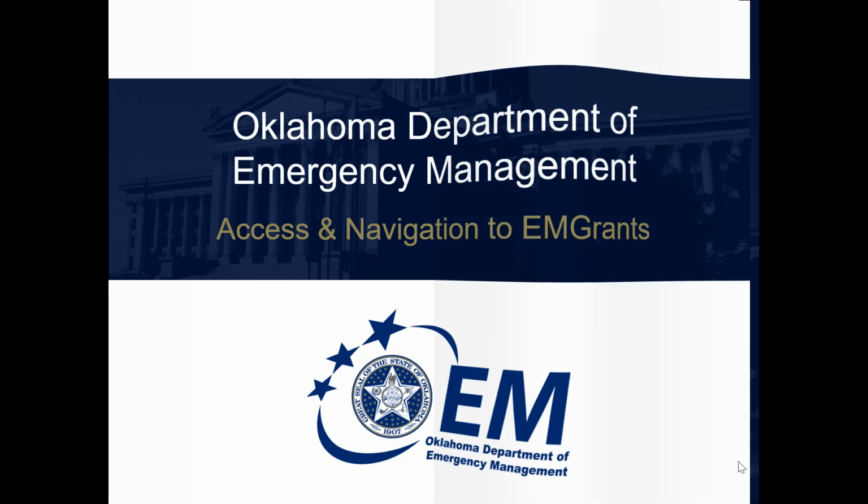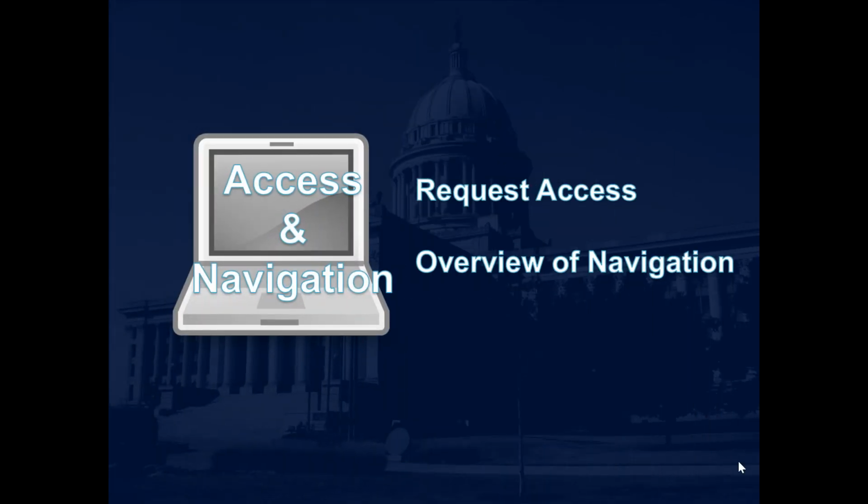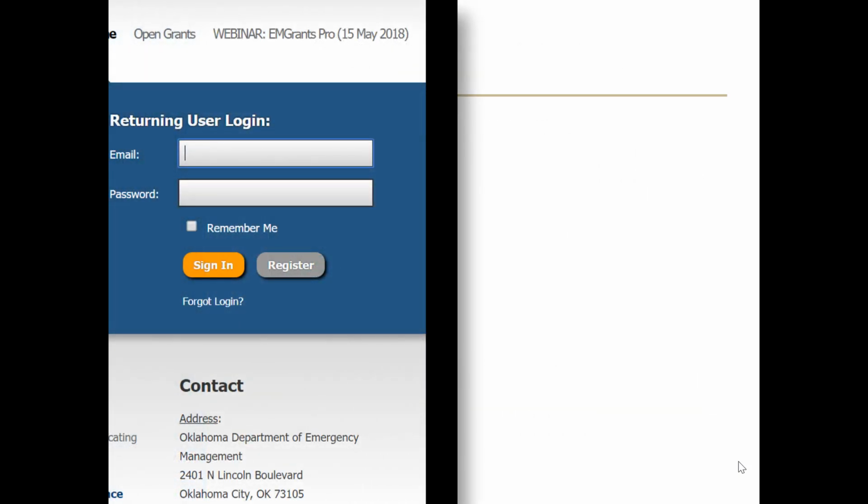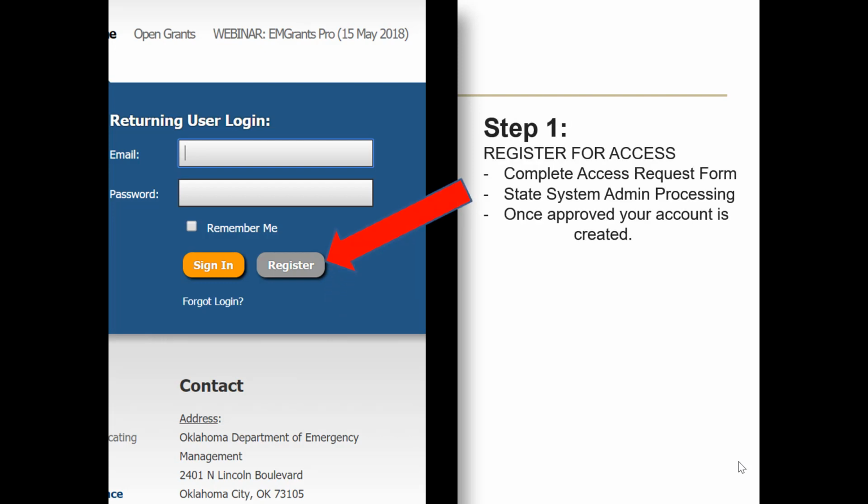In this video, you will learn how to access the system and the basic navigation. Gaining access to the Oklahoma EMGrants system is a 3 easy-step process. Go to okemgrants.com. The first step is to click on the Register button to the right of the Sign In button. This will bring you to an Access Request form to be completed and submitted.